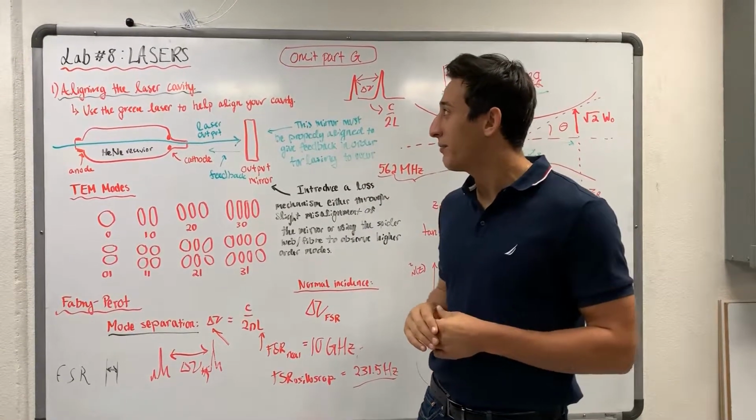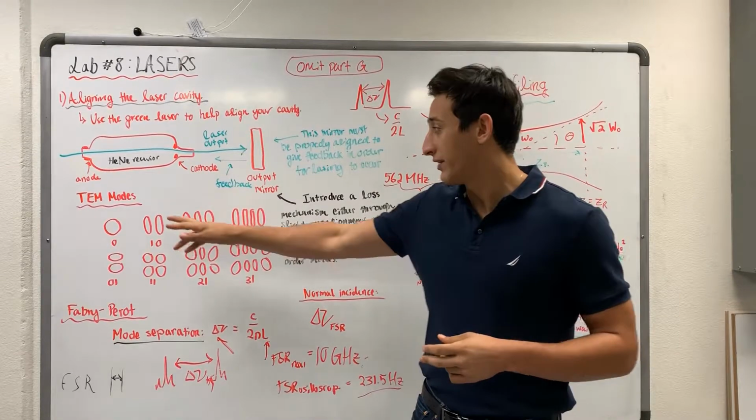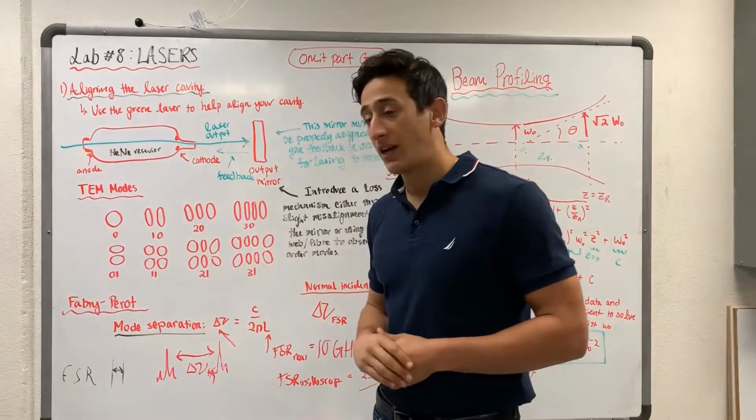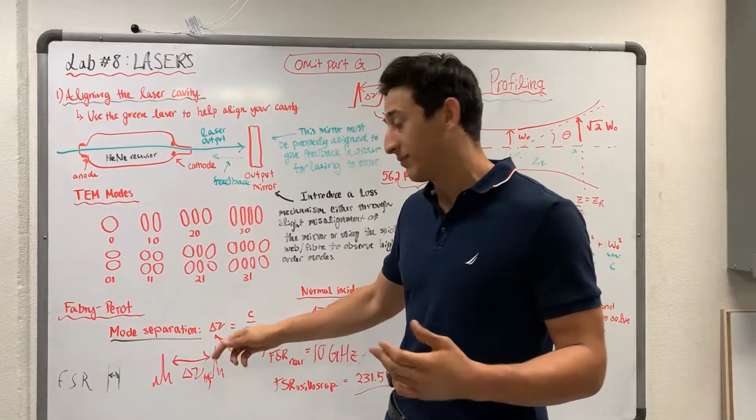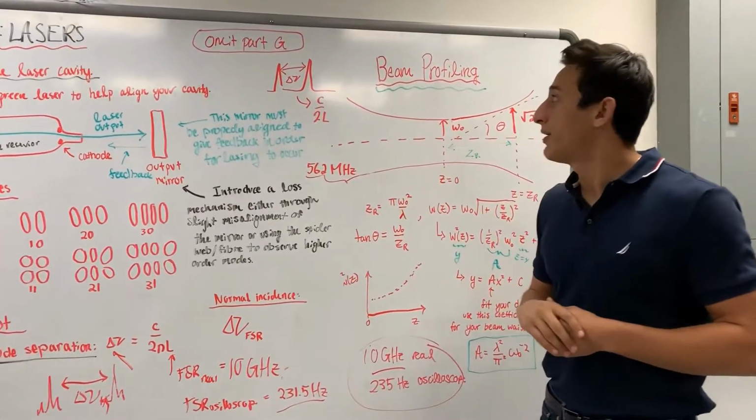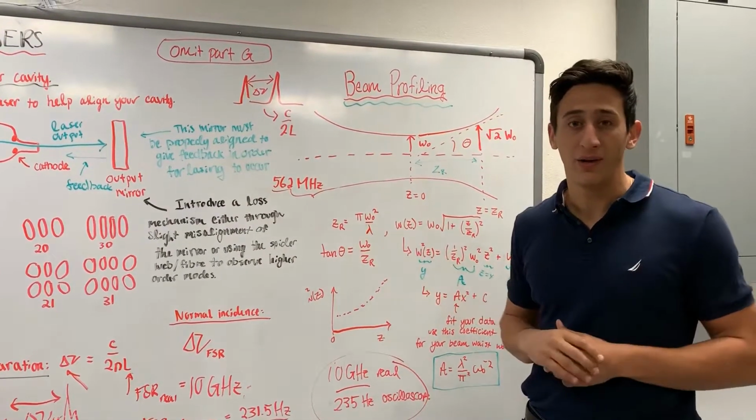The first part of the lab, we aligned the cavities to create a laser, and we got different TEM modes. The second part of the lab, we used the Fabry-Perot interferometer to create and to find the mode separation. In the third part of the lab, we changed the distance of the detector to profile our beam.